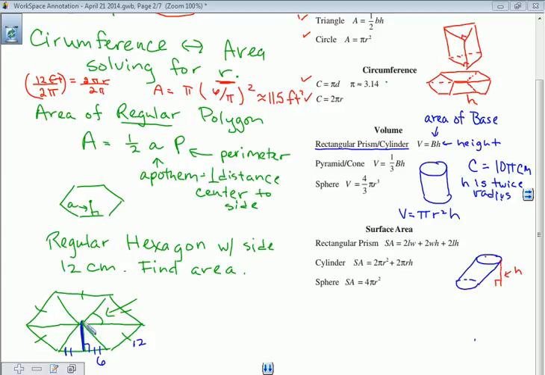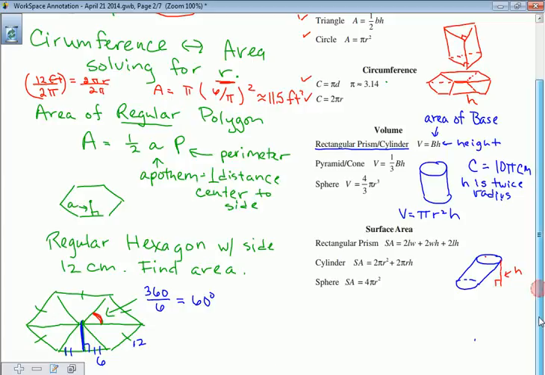Do you see it? I can draw in 6 little congruent triangles in there. Because it has 6 sides, it makes 6 congruent triangles. And all the way around here would be 360 degrees. All the way around. But this central angle right here would be what? 360 divided by 6, which is 60. Good.